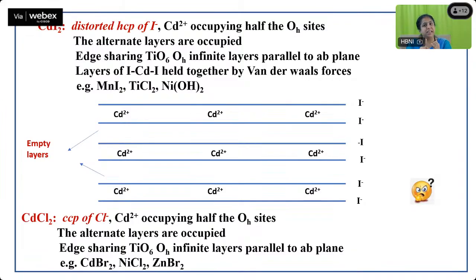CdCl2, because the Cd-Cl bond is more ionic as compared to the Cd-I bond. Again, a difference. More ionic compounds tend to form CCP, less ionic ones tend to form hexagonal close packed patterns. So CdCl2 forms CCP of chloride, not HCP, and cadmium occupies half the octahedral sites. Similarly, alternate layers are occupied.